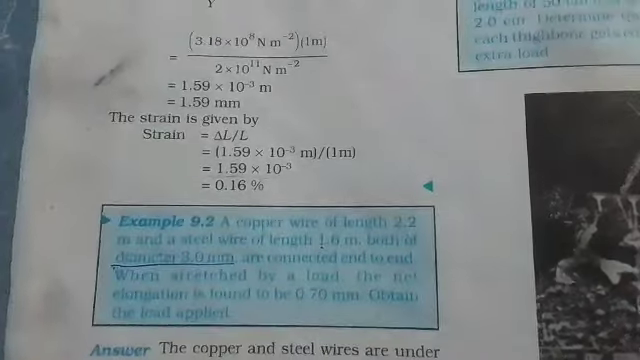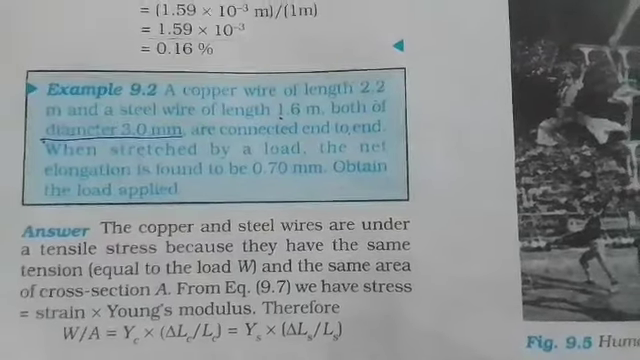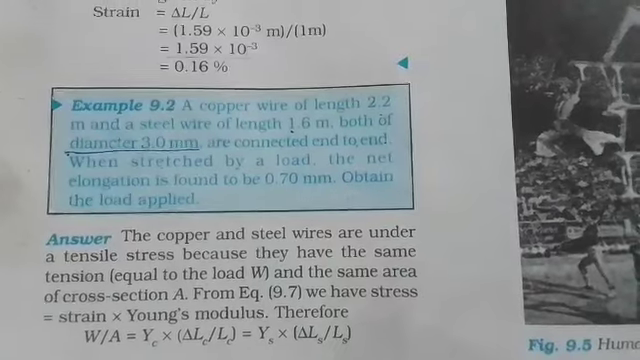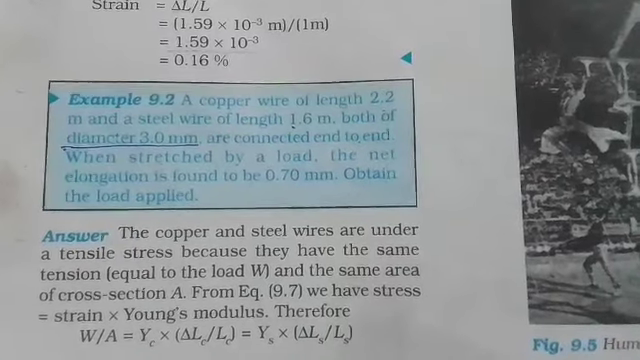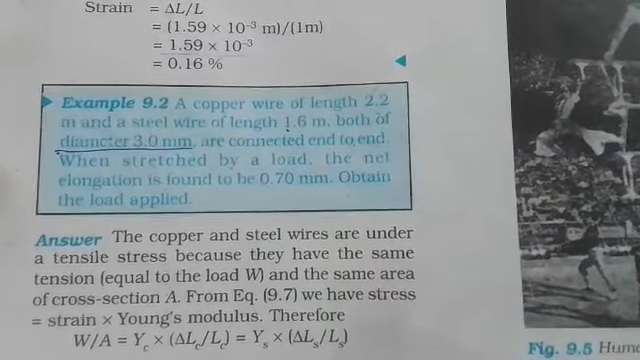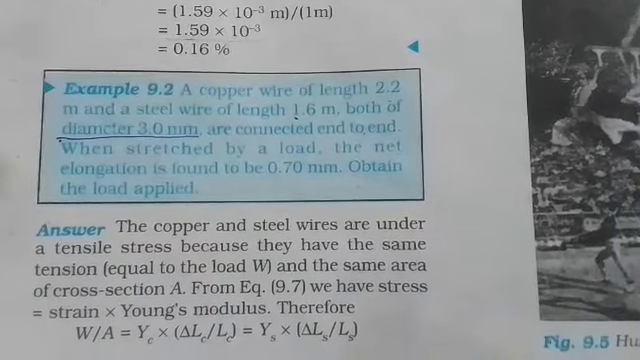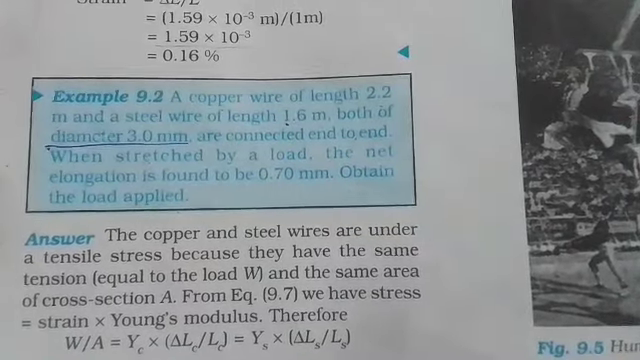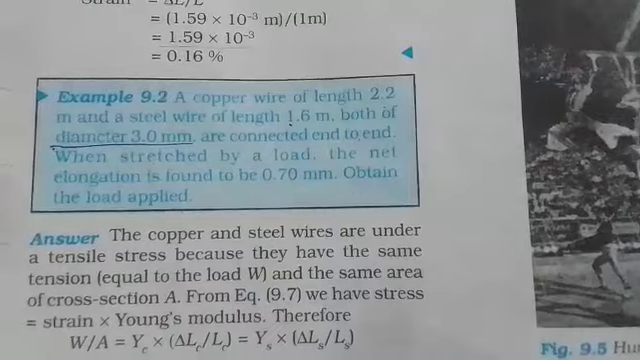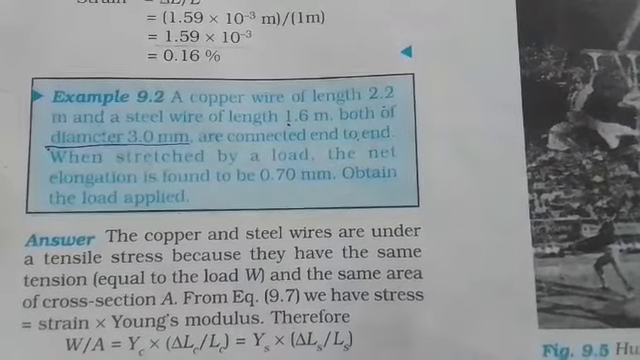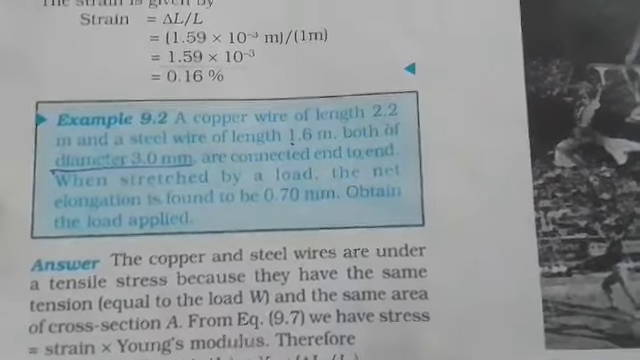Next, for solving this question: a copper wire of length 2.2 meter and a steel wire of length 1.6 meter, both of diameter 3 millimeter, are connected end to end. When stressed by a load, the net elongation is found to be 0.70 millimeter. So we need to find out the load that is applied on it.